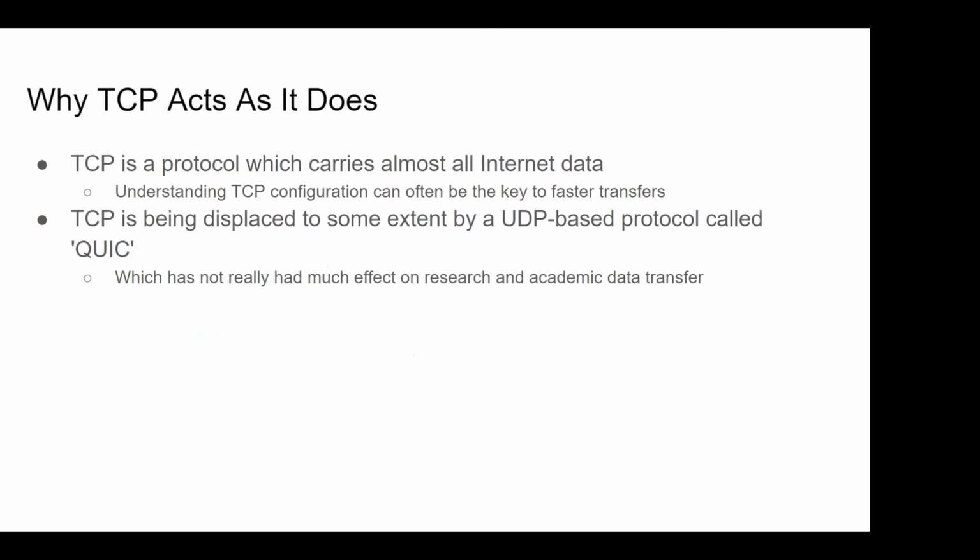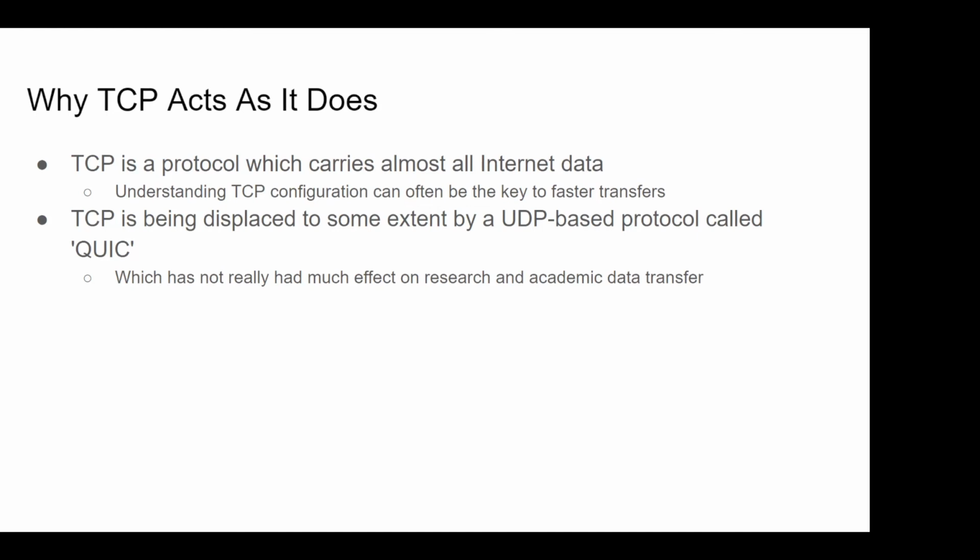So I'm going to talk a little bit about why TCP acts as it does, and just in case you don't know what TCP is, pretty much everybody has heard that term by now, either in the term TCP/IP or somewhere else. It's a transfer control protocol. It was designed in 1970. It's a protocol which carries almost all internet data. Understanding TCP configuration can be the key to faster data transfers, especially if you want to do a lot over a long path with a single stream.